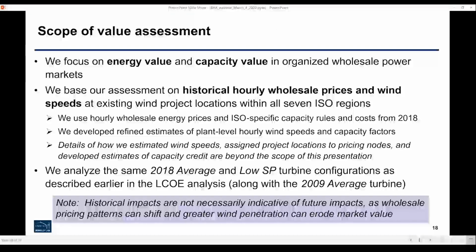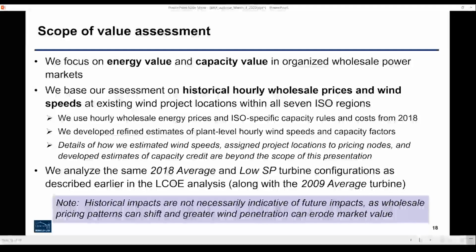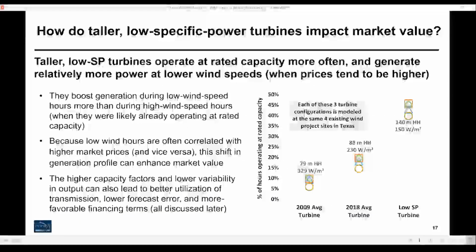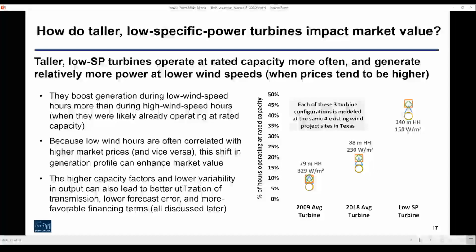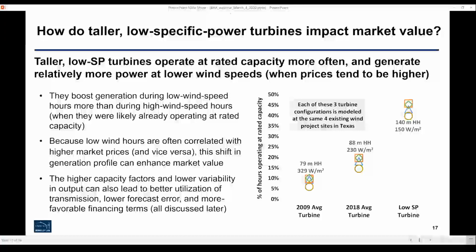Okay, so how do taller, lower specific power turbines actually increase the market value? The main mechanism through which they increase market value is by operating at rated capacity more often and operating at lower wind speeds at higher capacity. And so what that does is spread the generation for a low specific power turbine across many more hours of the year rather than just being focused at the windiest hours of the year.